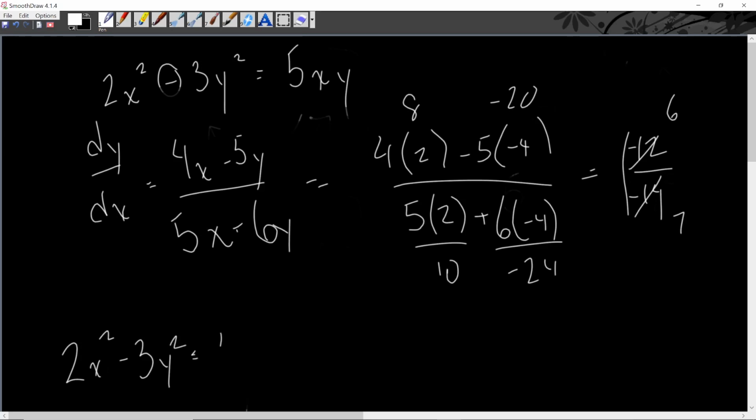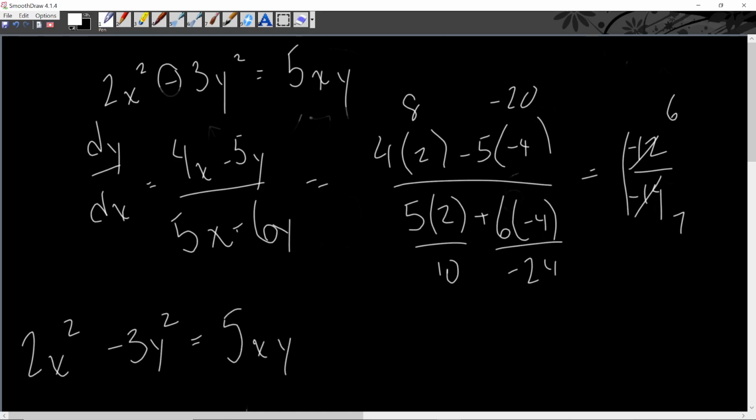I guess this is why you should never do shortcuts, but we bring this to the other side. And then we have, wait. No, okay. Let's write it the correct way. We have 3y squared, 2x squared over here, and then equals 5xy. So we bring that over here. Wait. Now actually I don't know what I did wrong. Hold on.